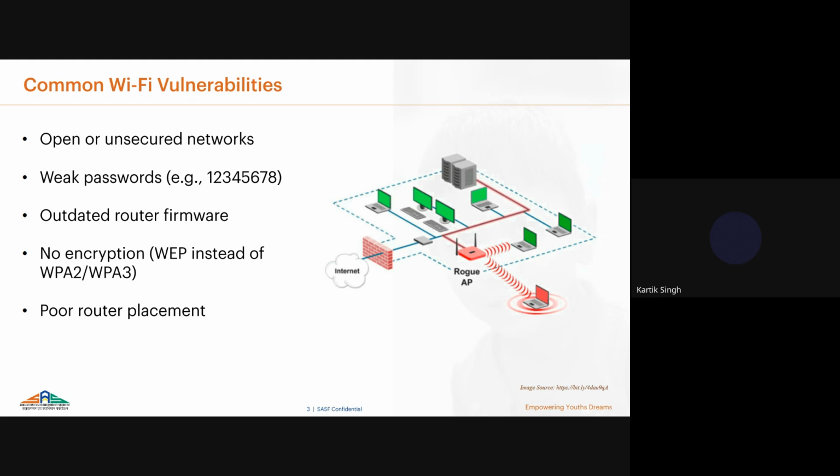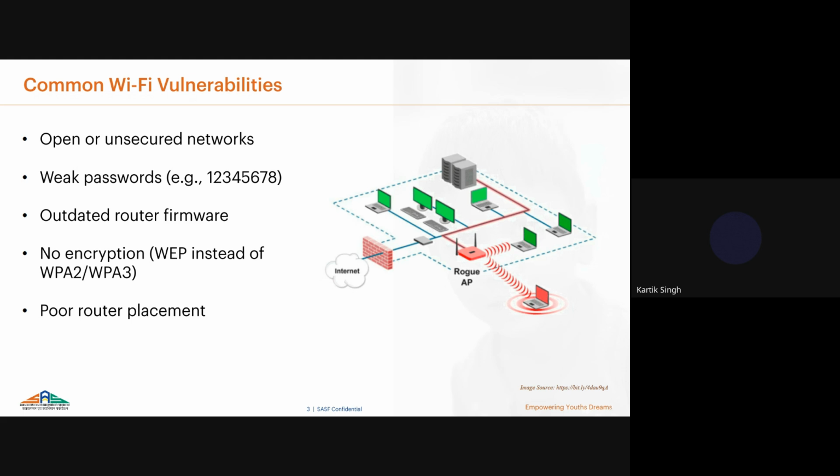Outdated router firmware. Now, router firmware is the software, or you can say the commands, present on a Wi-Fi router that help it operate, connect to devices, and transfer data from your device to the internet. So firmware is the main part, or operating system, which handles all these connections.